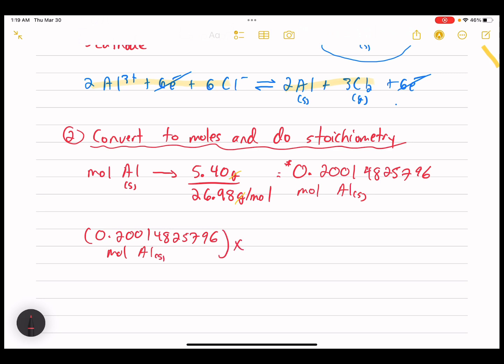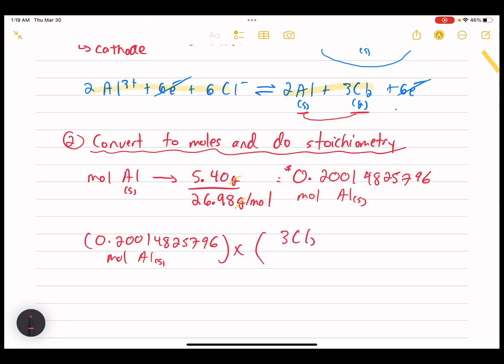And we're going to multiply it by the mole ratio between chlorine and aluminum, which according to this redox reaction is going to be 3 chlorines for every 2 aluminums. And that would have the aluminums cancel out over here. And when you plug that into your calculator and you do the multiplication, you end up getting about 0.300222 moles of chlorine gas.